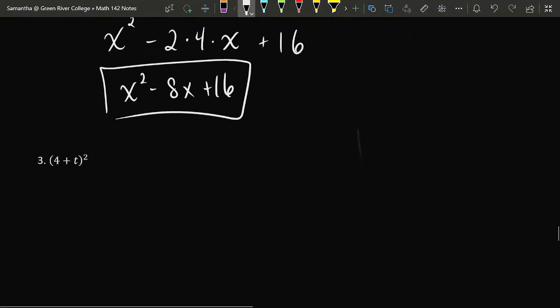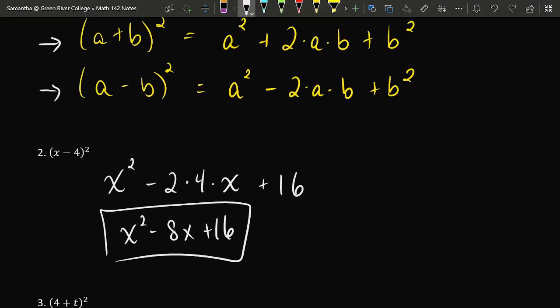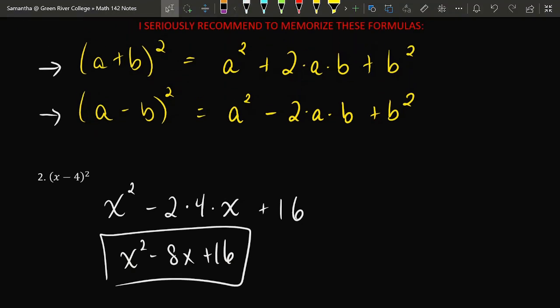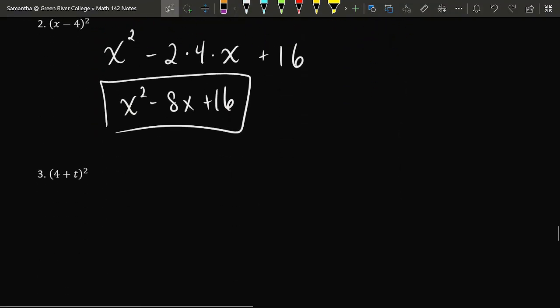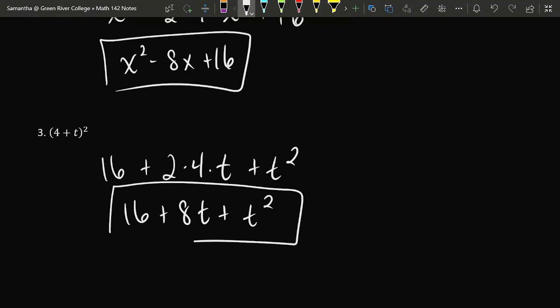Someone says, what about 4 plus t squared? I'm going to use this formula here that tells me how to square a sum. So I'm going to square the first term, 4 squared is 16, and then I'm going to add 2 times 4 times t, and then I'm going to add t squared. So all in total, 16 plus 8t plus t squared. This would be the true simplification of this quantity.